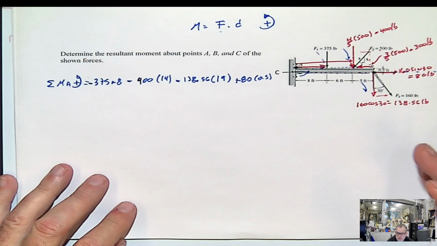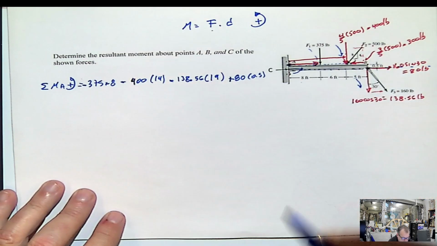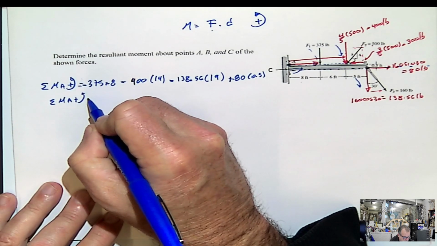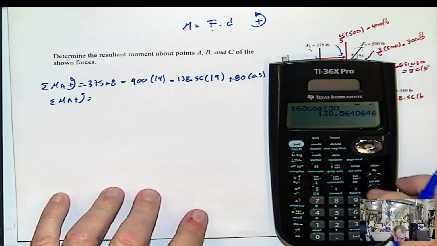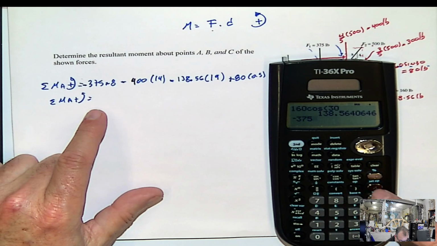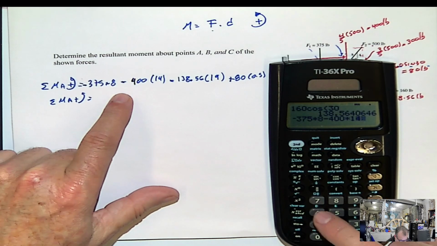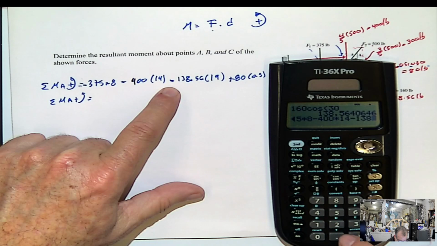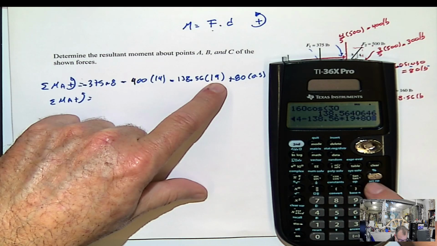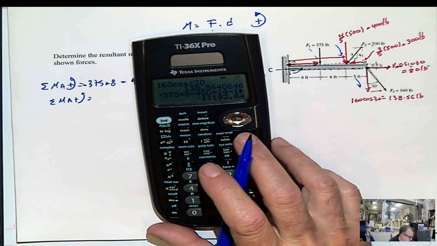That's easy. It's just vertical force, horizontal distance, horizontal force, vertical distance, study the sign, and that will give you the summation of the 4 moments with respect to the point A. So what is this? Let's see. Minus 375 times 8, minus 400 times 14, minus 138.56 times 19, plus 80 times 0.5, and that gives you 1000.